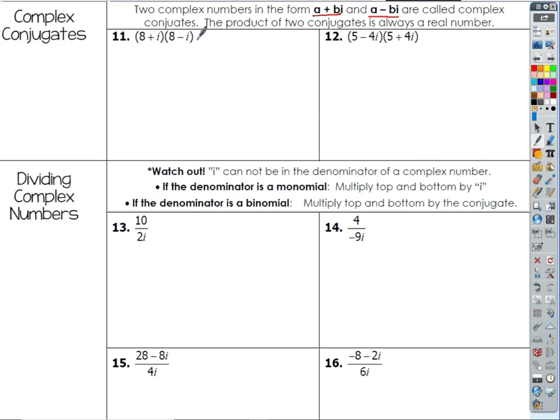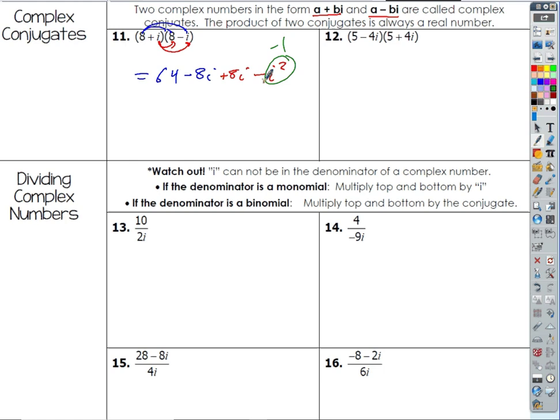If I distribute the 8, what do I get? When I distribute the 8 to both parts, 64 minus 8i. Okay, if I distribute the i, what do I get? Plus 8i minus i squared. But what is i squared equal to? Negative 1. Good. Remember, when we get an i squared term, all it's doing is changing the sign of that term. So that's going to become, instead of minus 1i squared, it's becoming plus 1, isn't it?